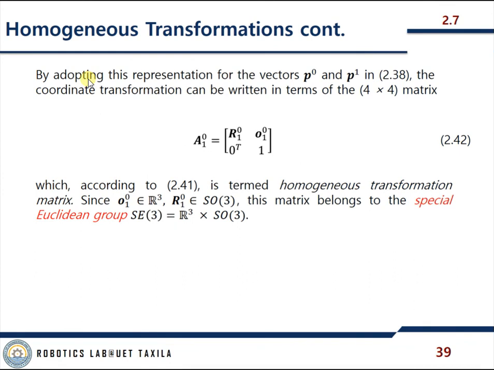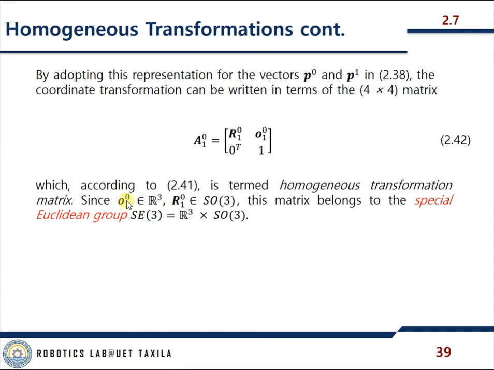So how do we do that? By adopting this representation for the vectors P0 and P1 in 2.38, the coordinate transformation can be written in terms of a 4 by 4 matrix, which is like this. So we are moving from frame 1 to frame 0. There is a rotation and then a translation. This 0 and this 1 represent the fourth component. This is the rotation part and this is the translation part. This is going to be 1, which according to 2.41 is termed the homogeneous transformation matrix.